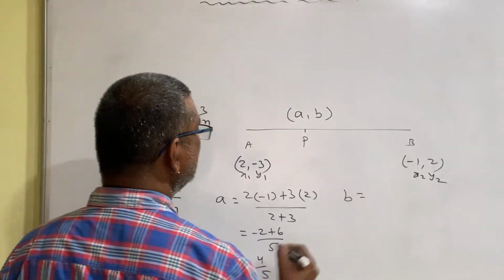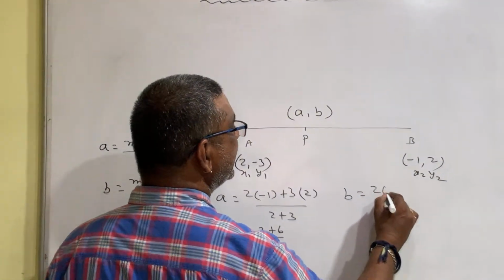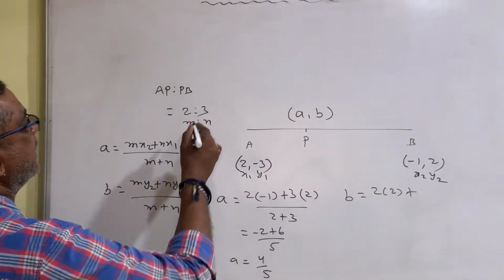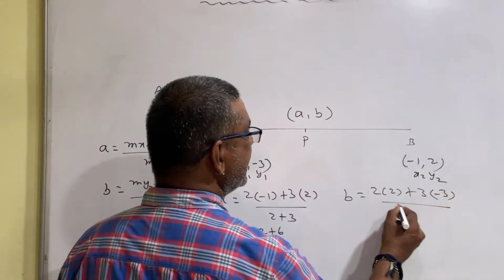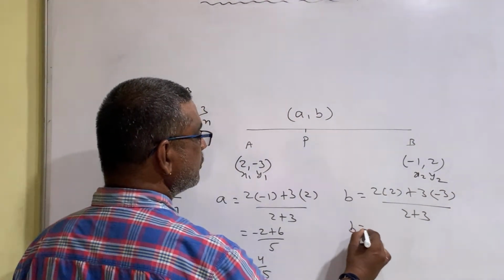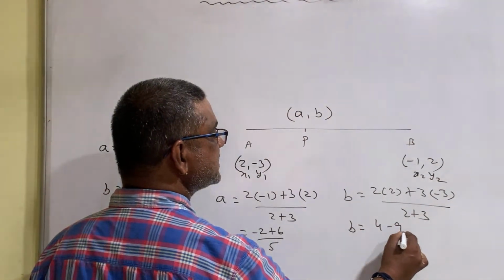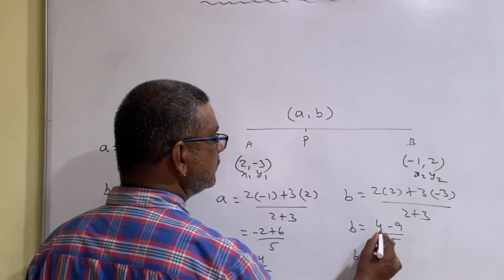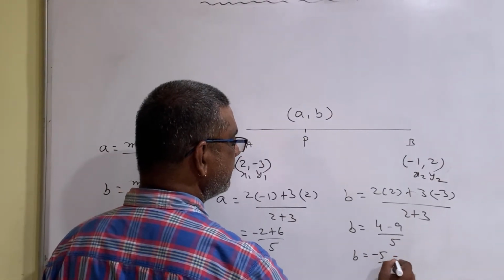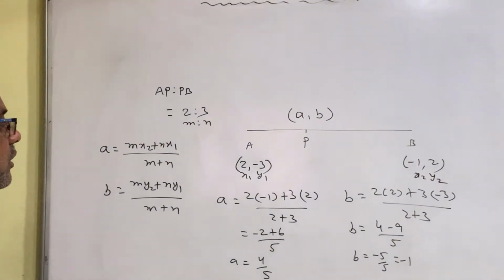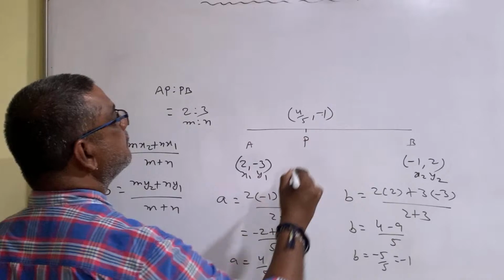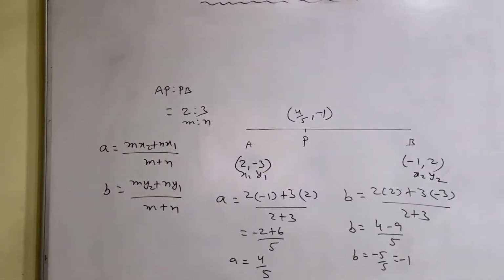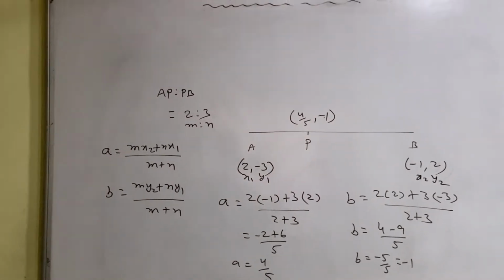Now B coordinates: m y2, that means 2 into 2, plus n y1, that means 3 into -3, by m plus n. So B is equal to 4 minus 9 by 5, which is -5 by 5, minus 1. So the coordinates of P are 4 by 5 comma minus 1. This is the concept, children.